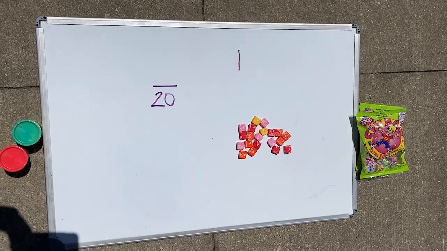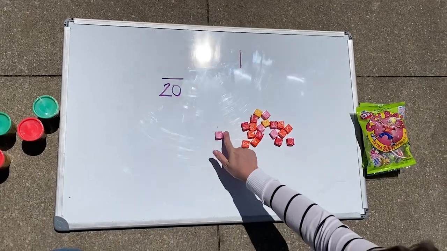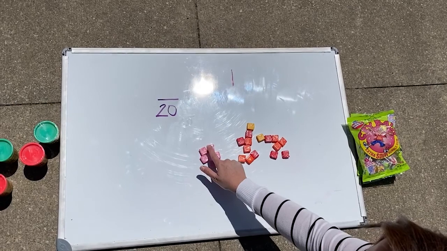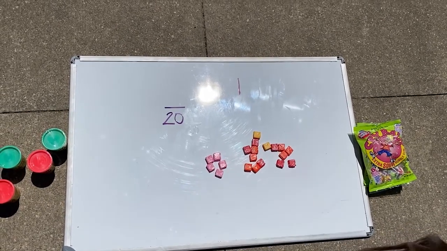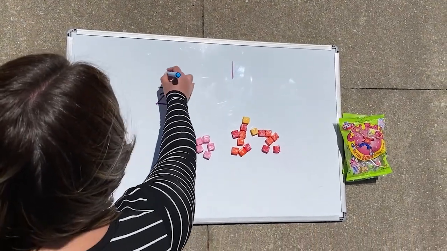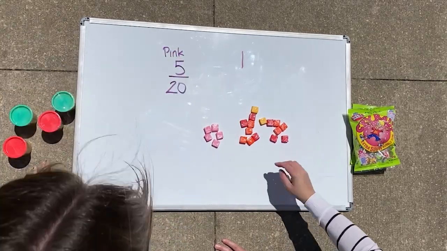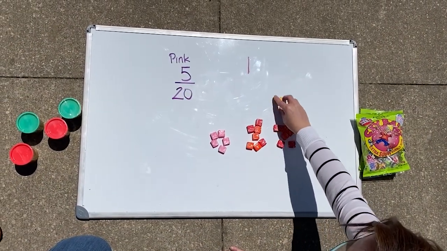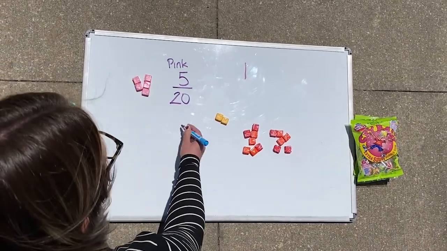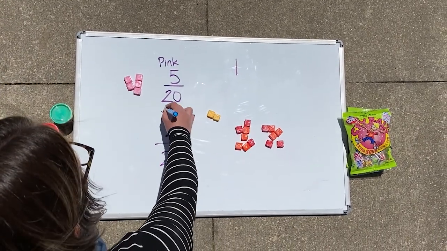So in order to make them into fractions, I want to separate them by color. If you notice, I have 1, 2, 3, 4, 5 pink Starburst. So 5 out of 20. And we'll label that pink so that we know. I have only 2 yellow. So that means 2 out of our 20 are yellow.